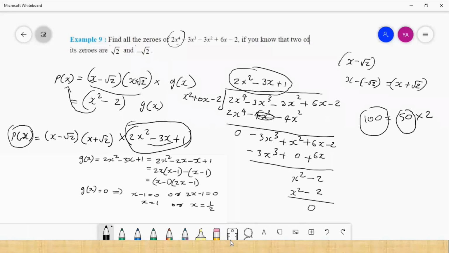Okay, so we got all the zeros of the given polynomial p of x. So just give a conclusion. Zeros of p of x are root 2 comma minus root 2. These two are given, and now we got two more, 1 and 1 by 2.